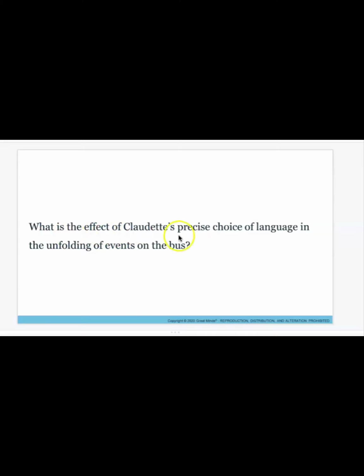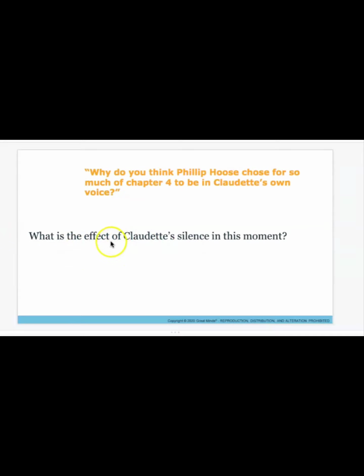What is the effect of Claudette Colvin's precise choice of language in unfolding of the events on the bus? What is the effect of Claudette's silence in this moment? Why do you think Philip House chose for so much of chapter 4 to be in Claudette's own voice? So when you look at chapter 4, based off of your homework last night, you should have realized that there were a lot of areas where Claudette Colvin was the one that was talking and not the author. And so why would Philip House, who's the author, have chosen to write it from Claudette Colvin's own voice?